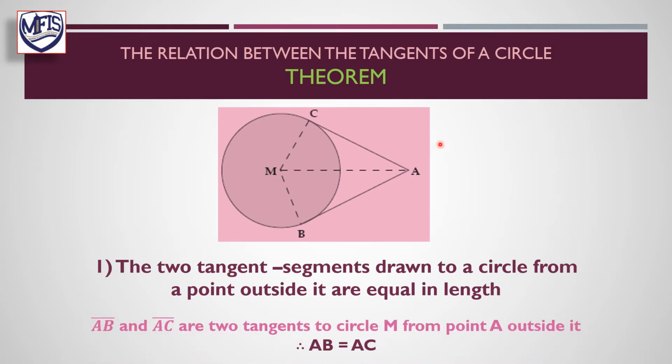Here I have AB and AC, two tangents of circle M, from point A, which is outside the circle. Therefore, the length of AB equals the length of AC. That means the two tangents are equal in length.